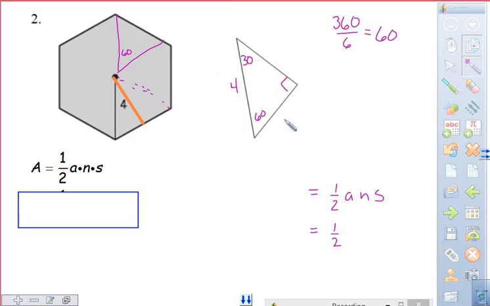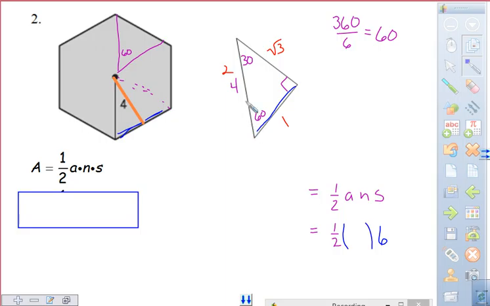So my ratios: opposite of 30 is 1, opposite of 60 is square root of 3, and opposite of 90 is double. We need to figure out our missing sides. So we don't know what our apothem is. Our number of sides we just said was 6. Our goal is to figure out what this length is, which is right here, so that I can double it and get a whole side.